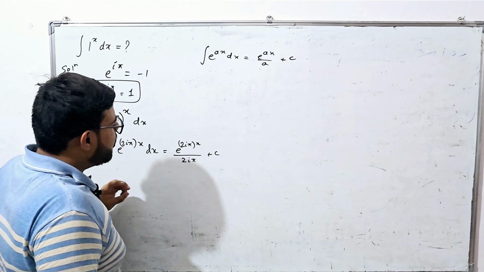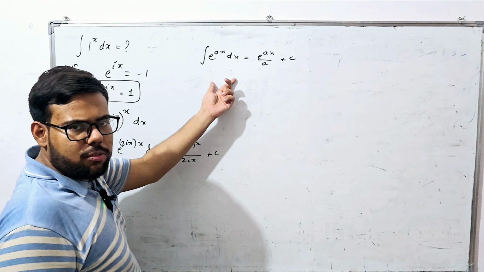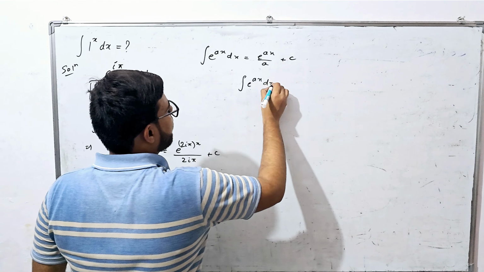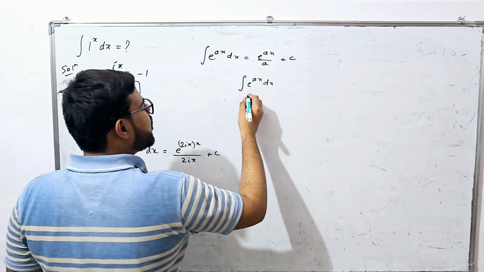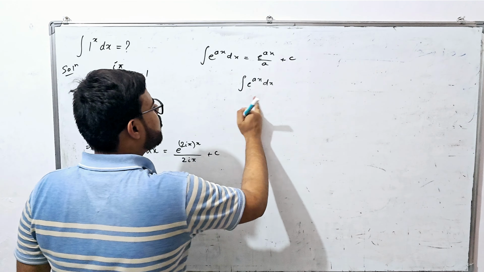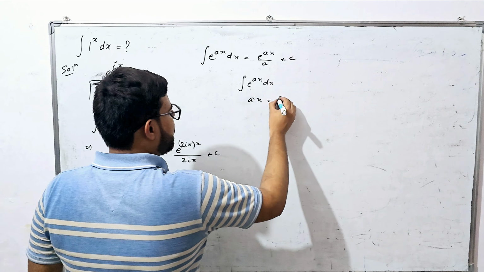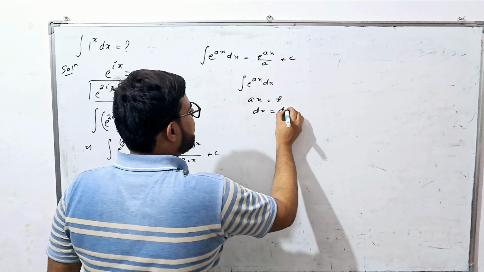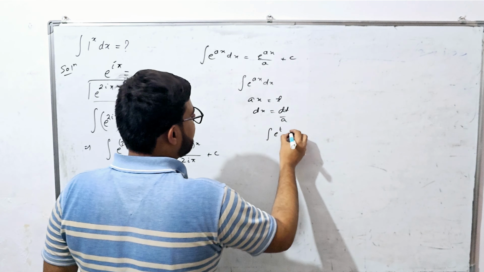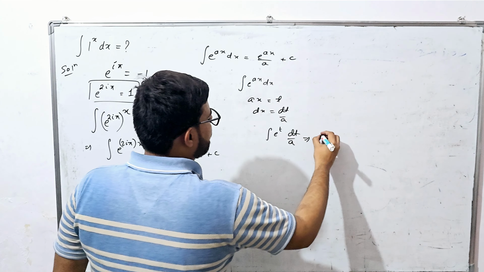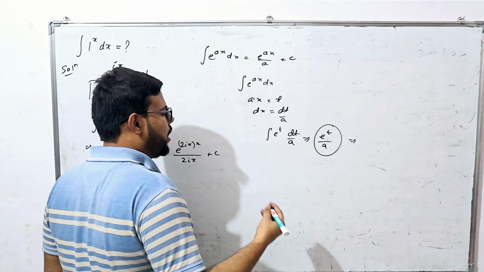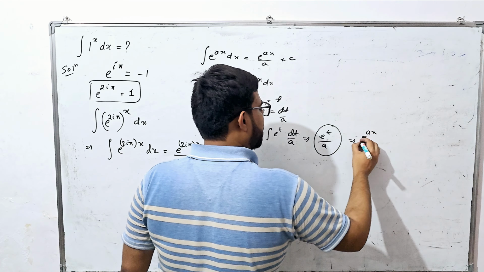Do you know how we get this formula? Let me tell that also. The integral of e to the power ax dx, right? So what you can do is assume ax as t. So you get dx as dt by a. So you get the expression as e to the power t dt by a, which means e to the power t by a. And what is t? t is equal to ax, so we get e to the power ax by a.